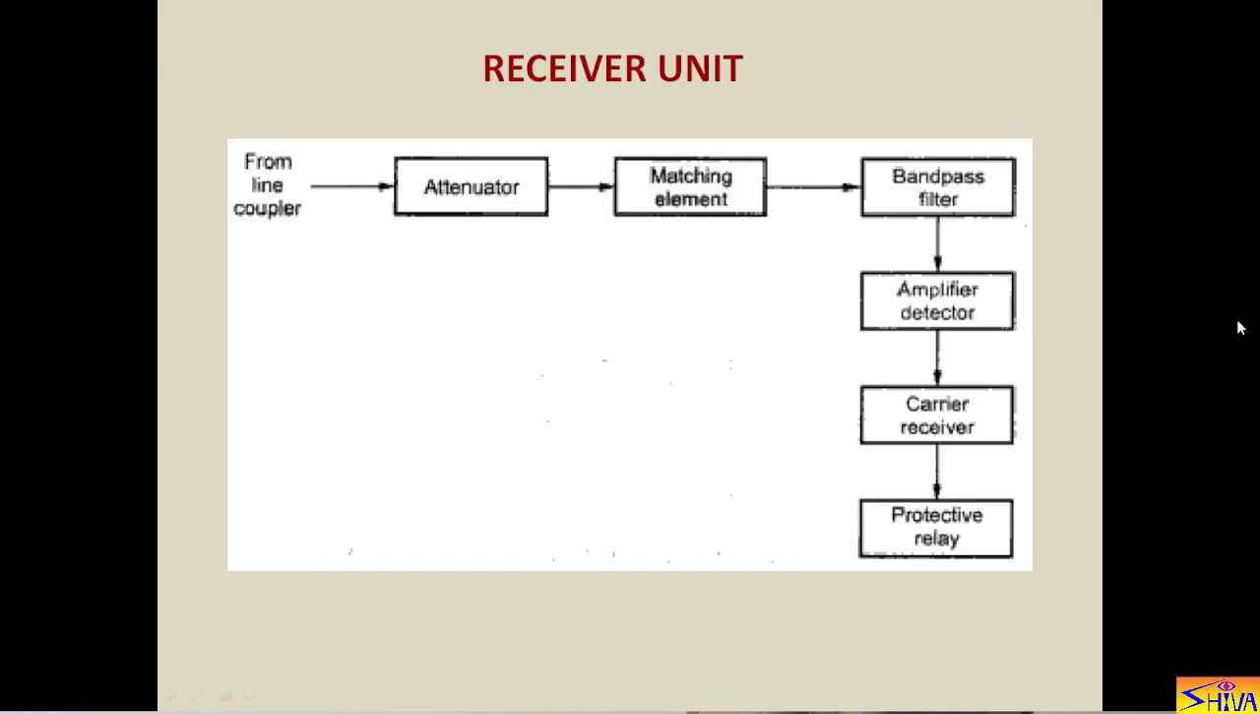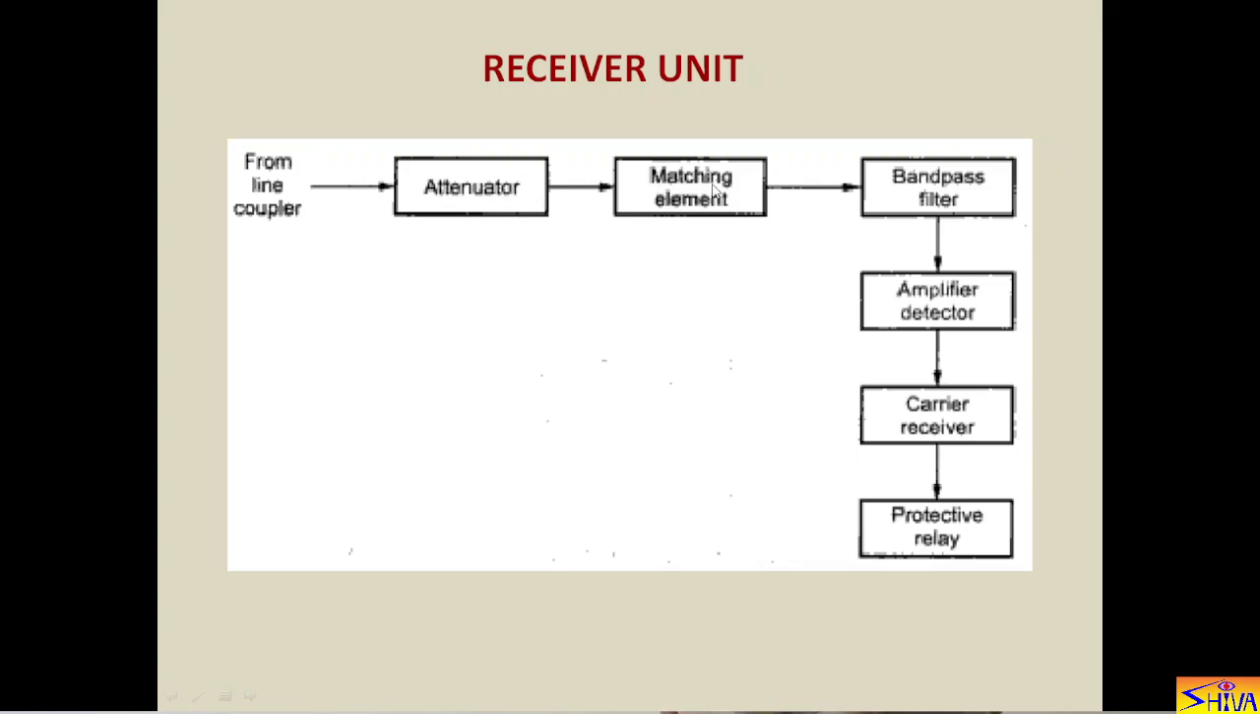Now let us come to the receiver unit. These carrier signals are received from the line through the coupling capacitor. The first component is the attenuator. Now during transmission, these signals are amplified, so we have to bring these signals to a low level because all are electronic components. So there is an attenuator to reduce the amplitude of this carrier signal.